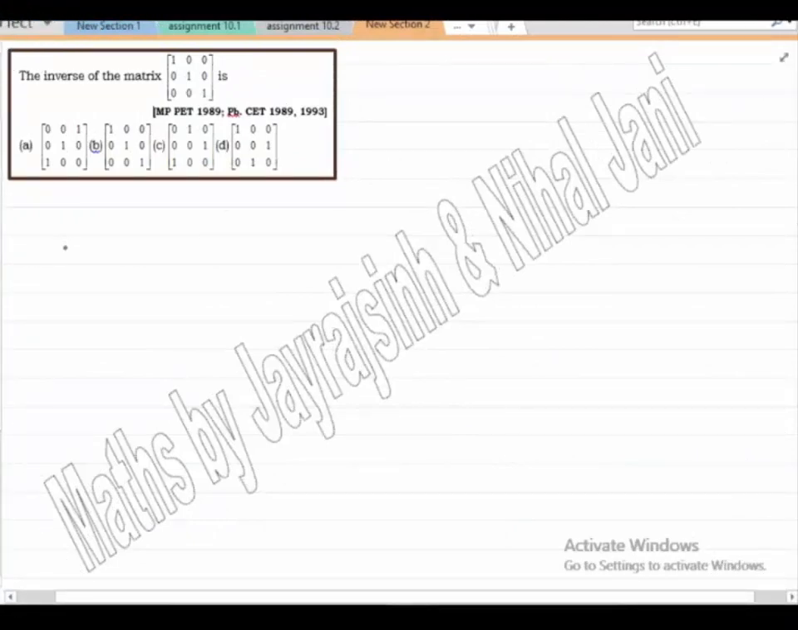Here we have one little cute question. You have to find the inverse of this matrix. Actually, the matrix is the identity matrix of order 3 cross 3, and the inverse of the identity matrix is itself. So option B is the answer. Ta-da!